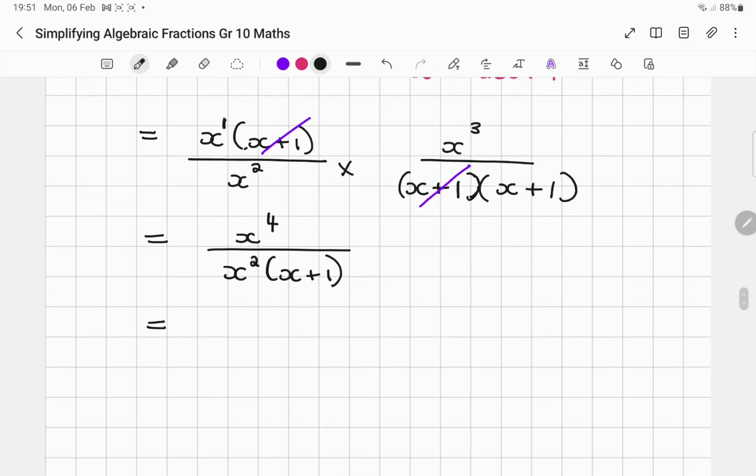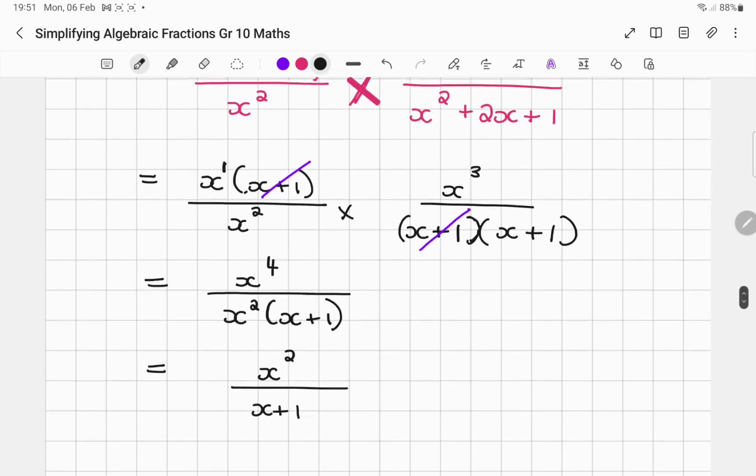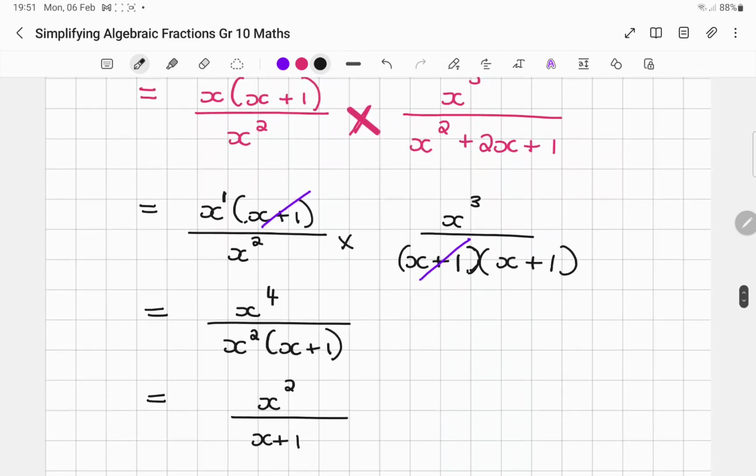So now you can say easily 4 minus 2 is 2. Where did my power lie? At the top. And there's your answer. Can't do anything else. That is it.